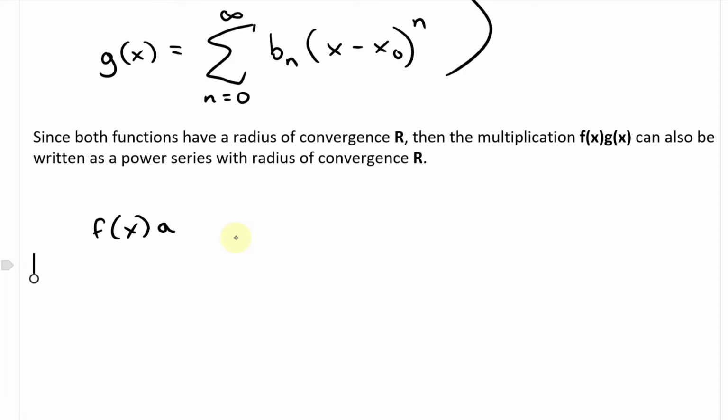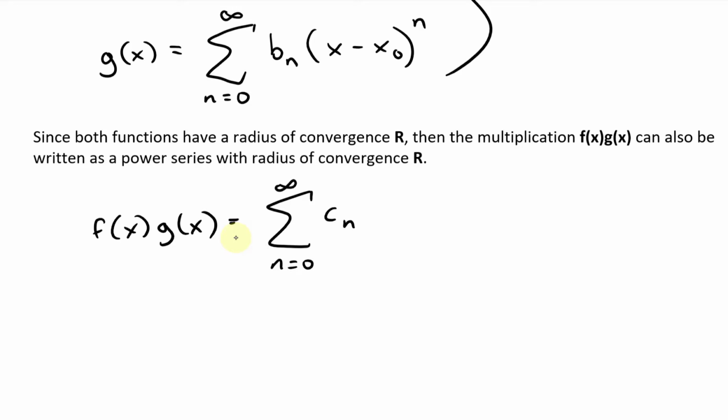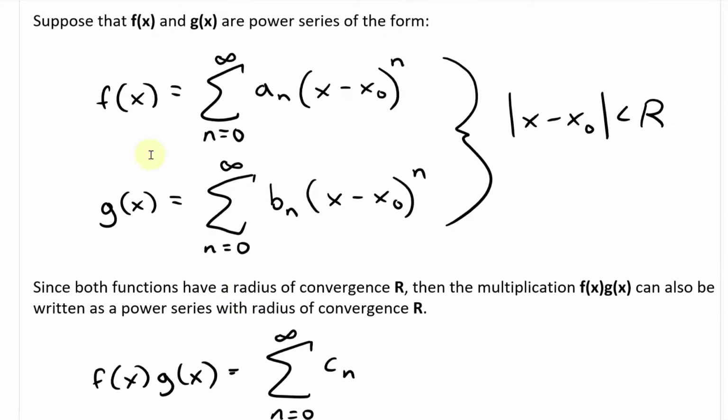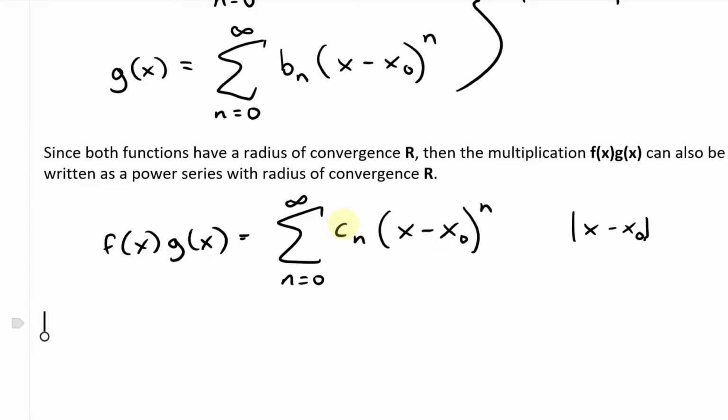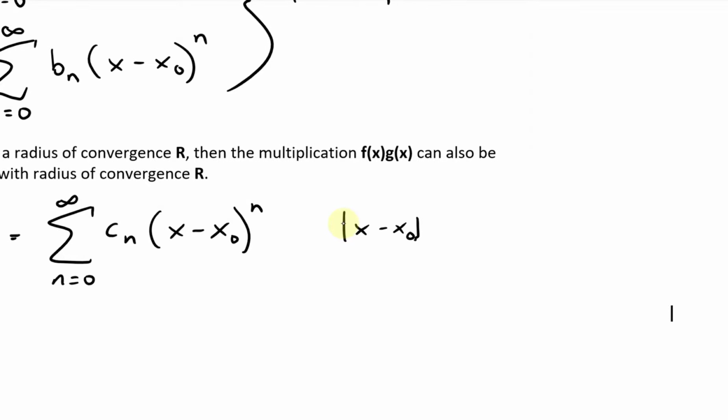So f of x times g of x equals the summation from n equals 0 to infinity, and I'll call this c_n like that. We have our a coefficients, b coefficients, and then c coefficients for this one, and they're all just power series with different coefficients. So (x minus x0) to the power of n, and this holds for |x minus x0| less than r, the radius of convergence, like that.